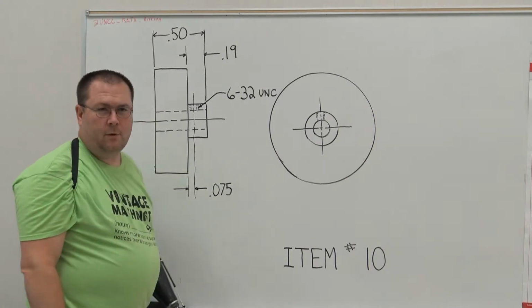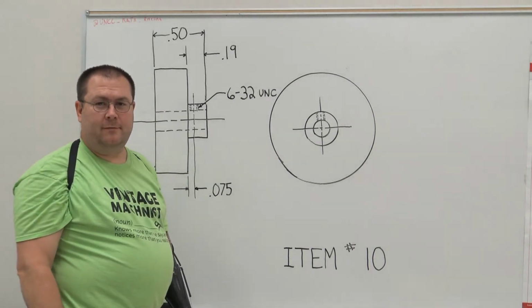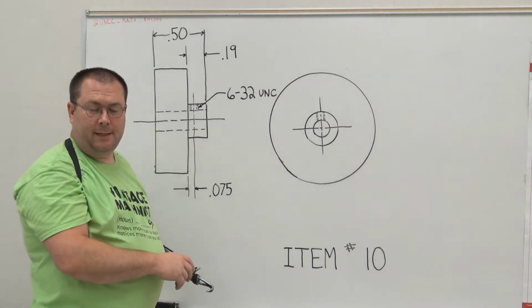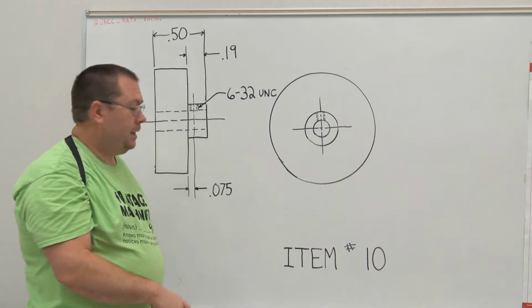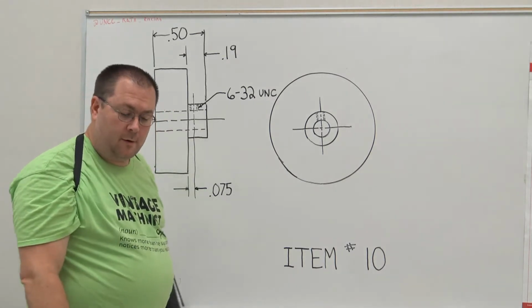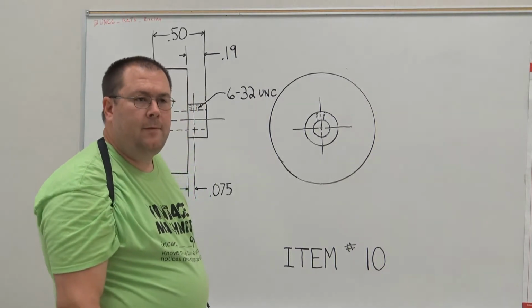The component that we're going to work on and actually finish up today, so when we get done today, our flywheel is going to be completed for assembling the engine. That is item number 10 in your part drawings, so you'll need to get that out and be able to look at it.